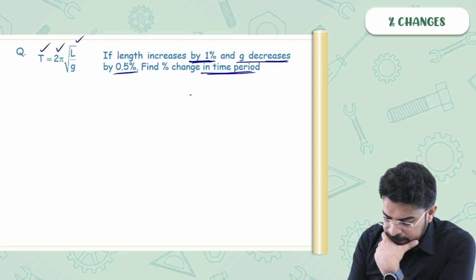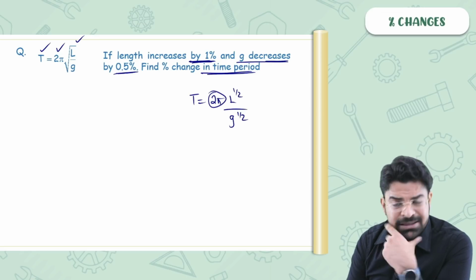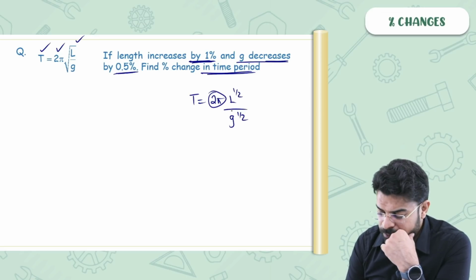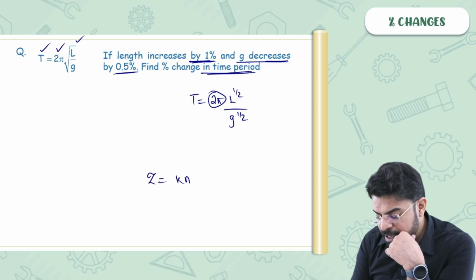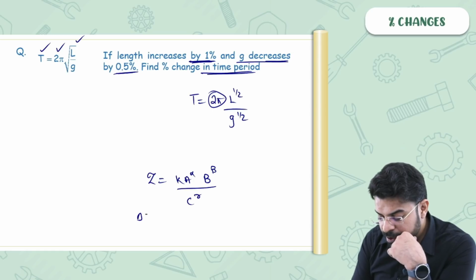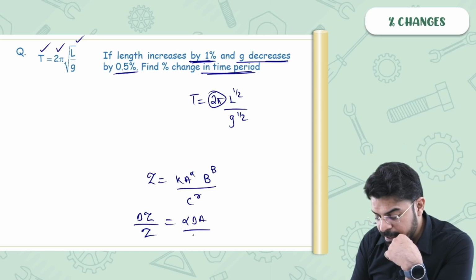Here, time period equals 2 pi under root L by G. I can write it as L raised to the power of half upon G raised to the power of half. So this 2 pi is just like k. How to write the relationship? We have learned that if we have a quantity z equals k a raised to the power alpha b raised to the power beta upon c raised to the power gamma, then delta z by z equals alpha delta a by a plus beta delta b by b minus gamma delta c by c.